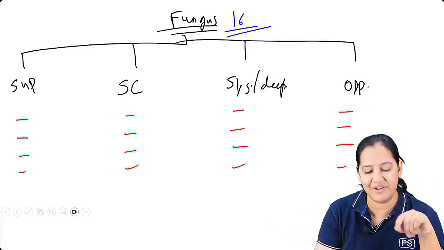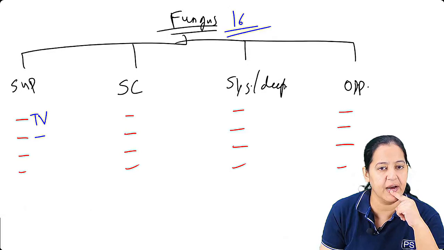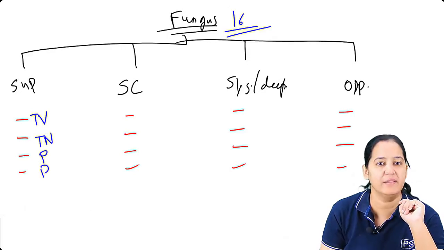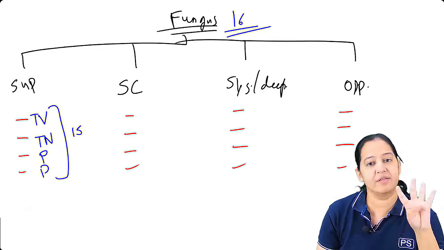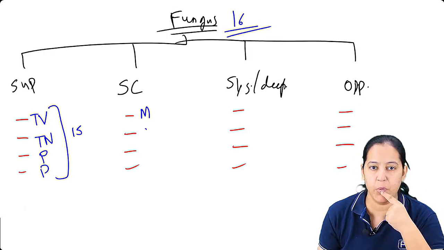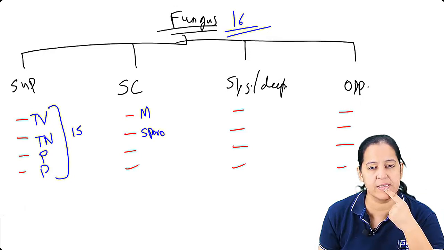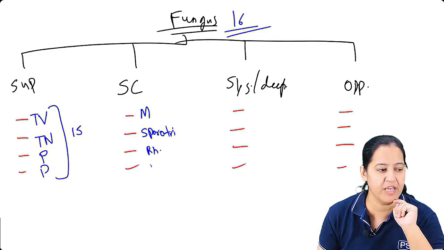First learn their names. In superficial, I will start with Tinea versicolor. Then I will teach you Tinea nigra. Then I will teach you Piedra and dermatophytosis. In this sequence on page number 15, I have given all four. Coming to the subcutaneous, I will teach you another four. I will teach you mycetoma, then sporotrichosis, rhinosporidiosis, and one more we have here. Can you help me with the fourth name?